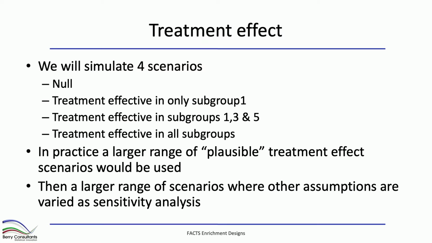We're going to have a scenario where there is a treatment effect only in subgroup 1, a scenario where there is treatment effect in subgroups 1, 3, and 5, and then a scenario where there's a treatment effect in all subgroups. And in practice, a larger range of plausible treatment effect scenarios would also be used. And then once we designed a trial with those, we would probably try some simulations with an even larger range of scenarios where some of the other assumptions are varied as a sort of sensitivity analysis to ensure that the design is robust against different dropout rates, different accrual rates, different responses on standard of care.